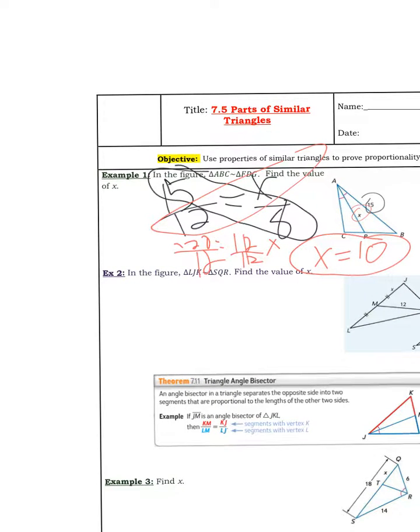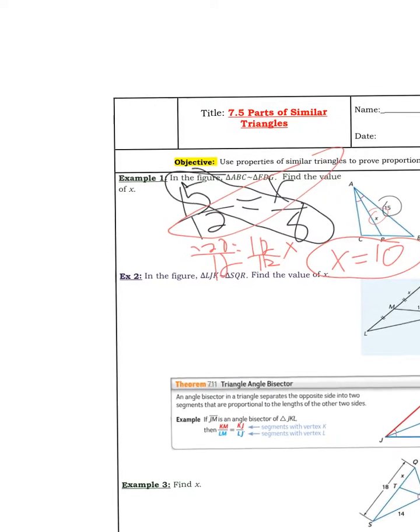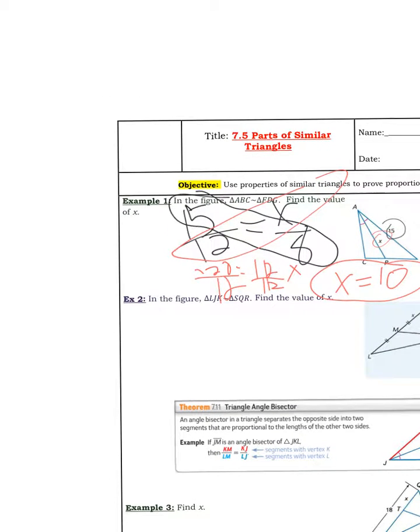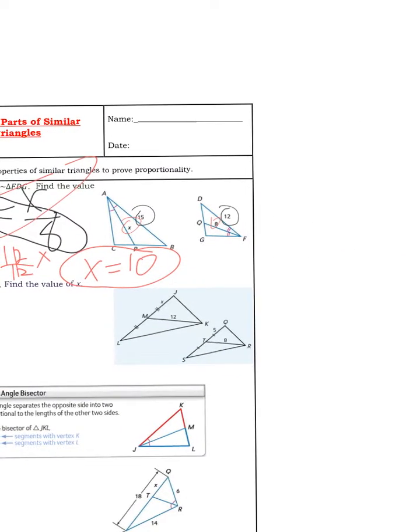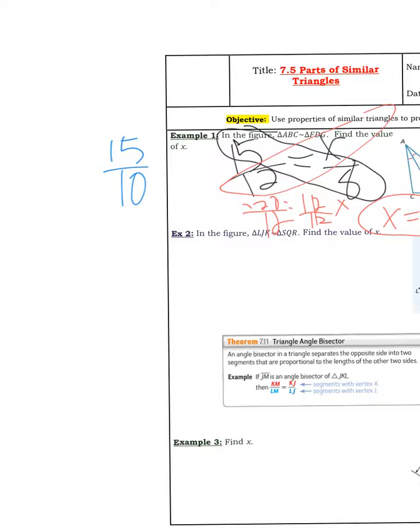You can always go back and check by just kind of off to the side here. Just let's say we do it by dividing, and it should equal the same thing. So this is what I mean. 15 over 10. I'm using the outside side, and then I'm going to write 12 over 8, the outside side over the inside side.